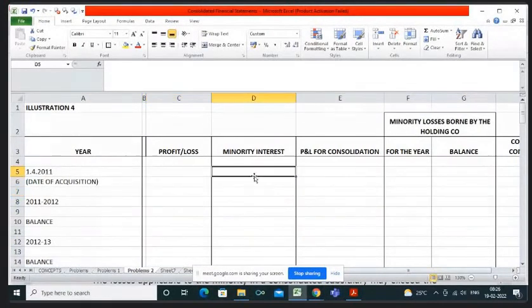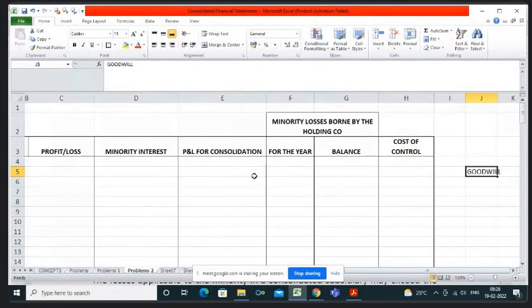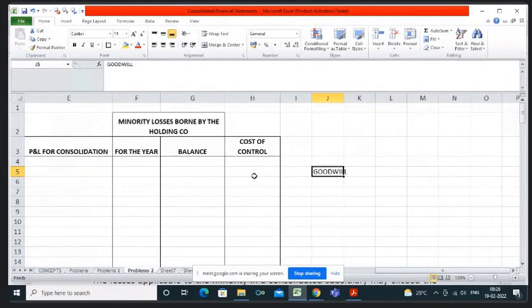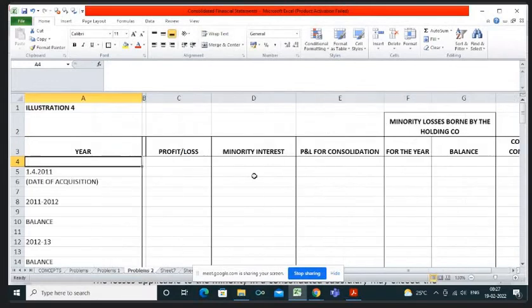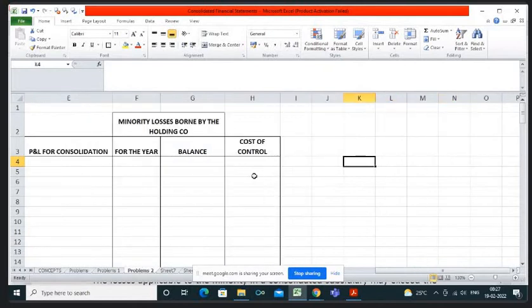So now we will start with the cost of control. How to calculate the cost of control? This cost of control is only computed at the time of acquisition. If there are any major changes, then we change it. Otherwise, we keep it as it is. Every year, the cost of control doesn't change. So for that, we need two pieces of information. One is the cost of investment. The other is the parent share of equity.